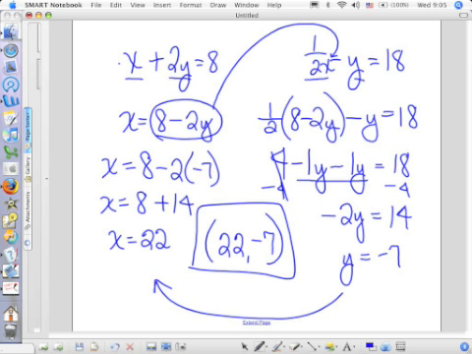So these two lines cross each other in which quadrant? 22, negative 7, the fourth quadrant. The fourth quadrant, where x is positive and y is negative. In the fourth quadrant is where those two lines are crossing each other. Okay? All right. Let's do another one.